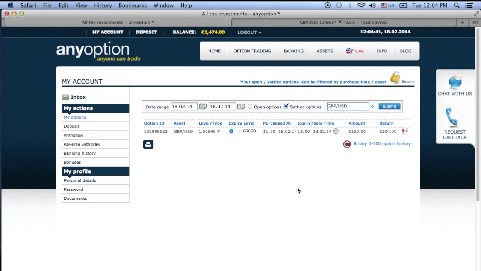We then placed the amount we wanted to invest, which in this case was 5% of my total balance. And voila, when the trade expired, I had gained a return of $204.